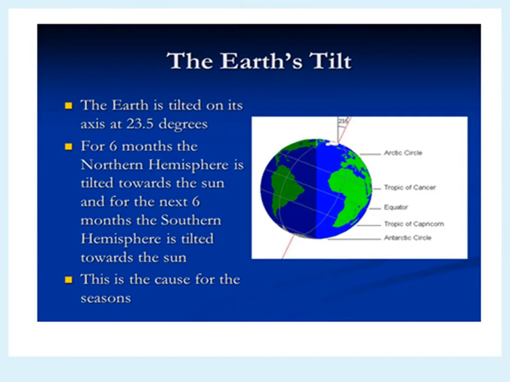So what do you mean by Earth's tilt? The Earth is tilted on its axis at 23.5 degrees. For 6 months the northern hemisphere is tilted towards the sun, and for the next 6 months the southern hemisphere is tilted towards the sun. This is the cause for seasons.